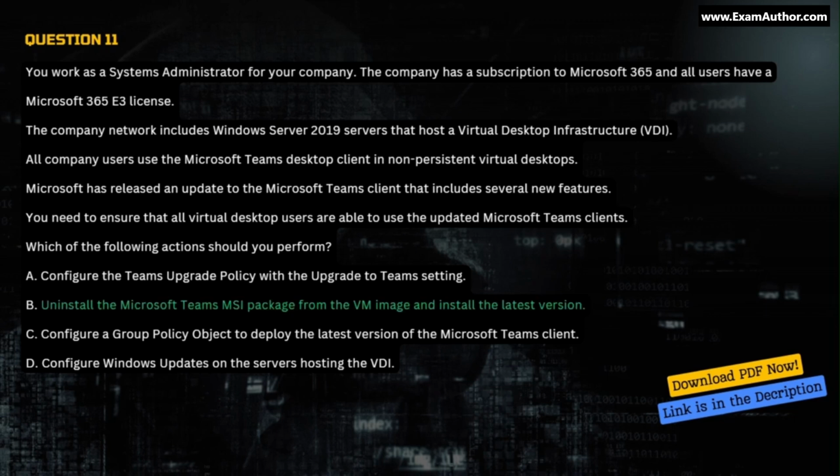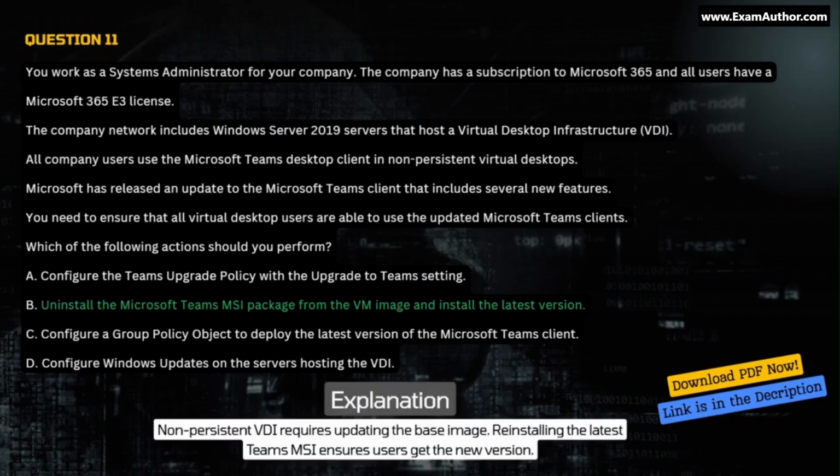Correct answer, B. Uninstall the Microsoft Teams MSI package from the VM image and install the latest version. Explanation. Non-persistent VDI requires updating the base image. Reinstalling the latest Teams MSI ensures users get the new version.